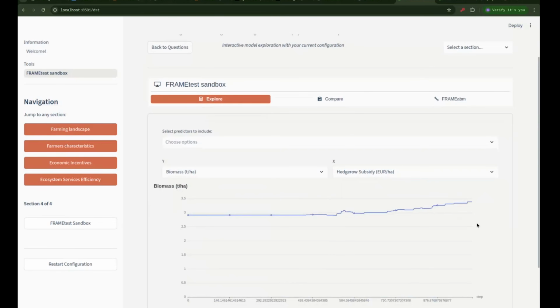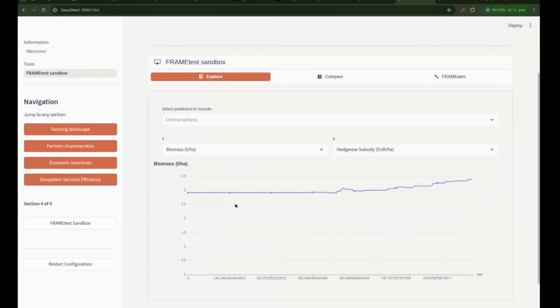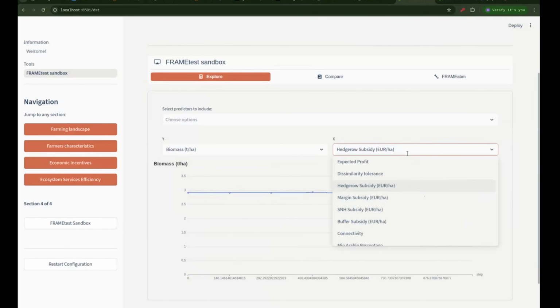So what this figure means is that for the biomass accounted in tons per hectare, if the subsidy of hedgerows is 0, the quantity is going to be around 3 tons per hectare. But after passing approximately 500 euros per hectare, this amount of biomass is going to increase. So the more I increase the subsidy, the more biomass is going to be increased. That's the logic.